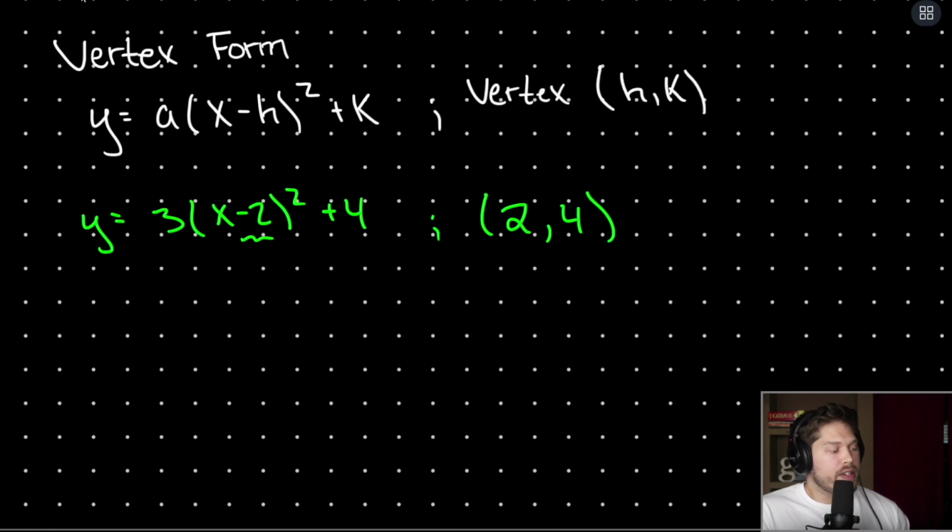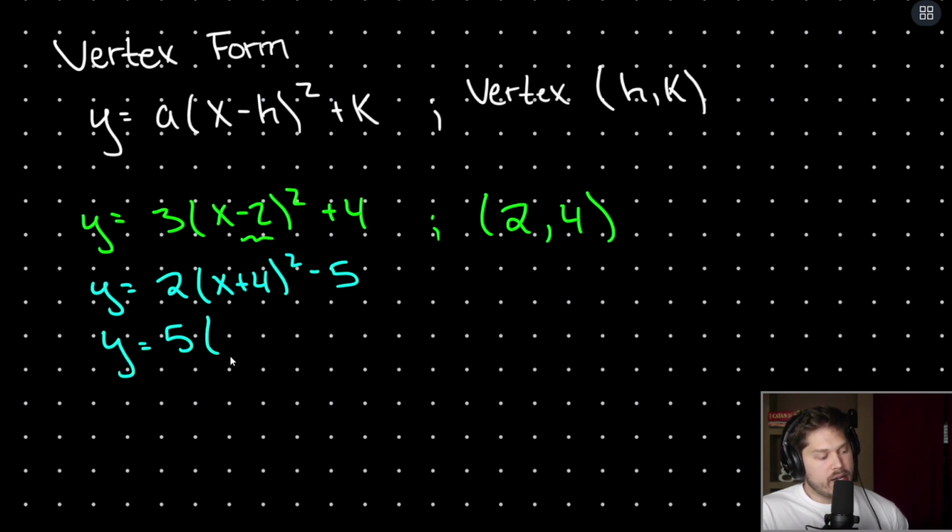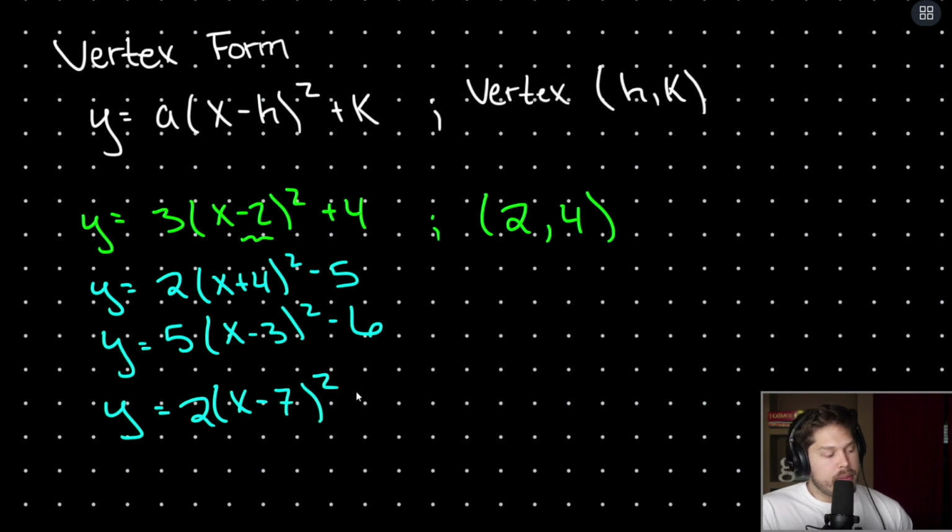So let me give you a few examples for you to solve on your own. What if we have y equals 2 times x plus 4 squared minus 5? Y equals 5 times x minus 3 squared minus 6? And y equals 2 times x minus 7 squared plus 7. Go ahead and pause the video and see if you can determine the vertex for all three of these equations.